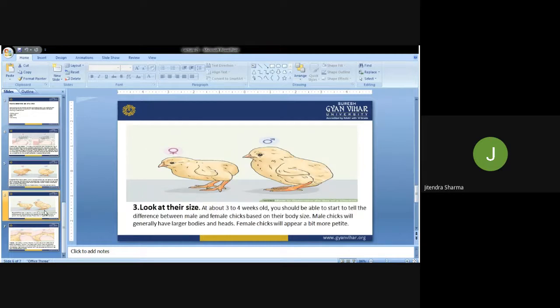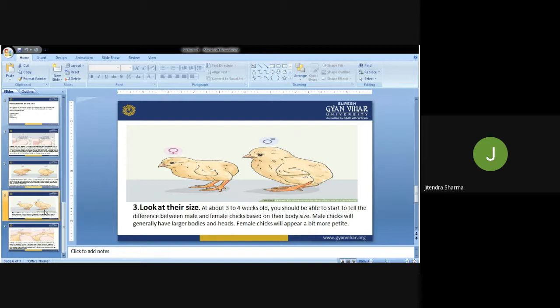Then look at their size. On the basis of size, people, from their experience, judge whether the chick belongs to the male or female community. At about 3 to 4 weeks old, you should be able to start. This is also not that appreciable, because after 3 to 4 weeks, if we are rearing chicks for layers, it becomes a futile exercise, because the starter feed for layer chicks, which is required, can be given to them even if they are male. So at about 3 to 4 weeks old you should be able to start telling the difference between the male and female chick.